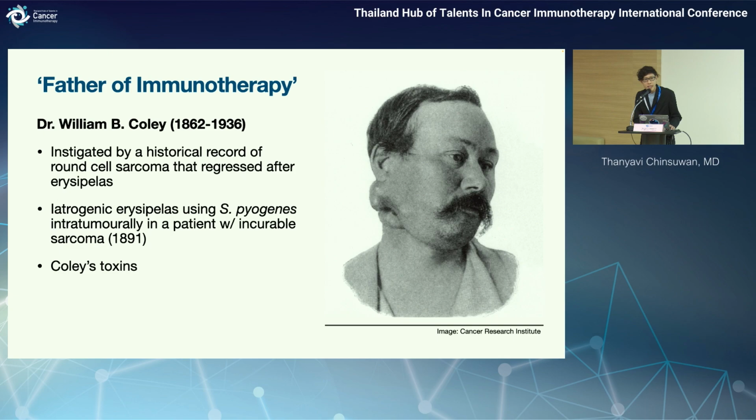He would go on to try this treatment for a few more patients until he realized that injecting live bacteria into the patient is not the best strategy, because a lot of his patients would die from sepsis. So he later modified his treatment to use, instead of live bacteria, two killed bacteria: killed strep pyogenes and killed Serratia marcescens. This would later be called Coley's toxins.